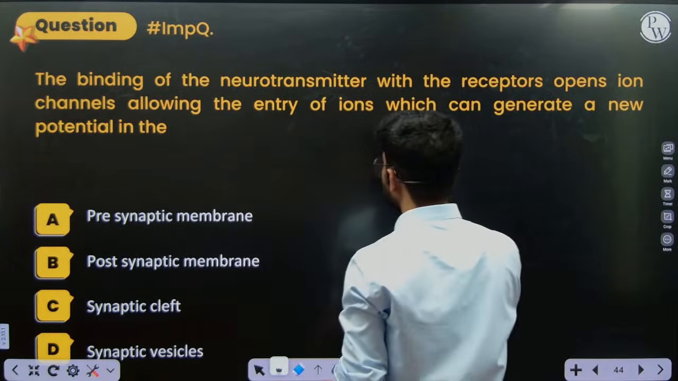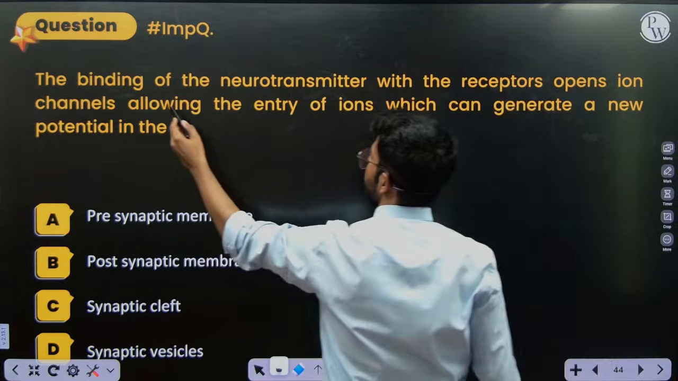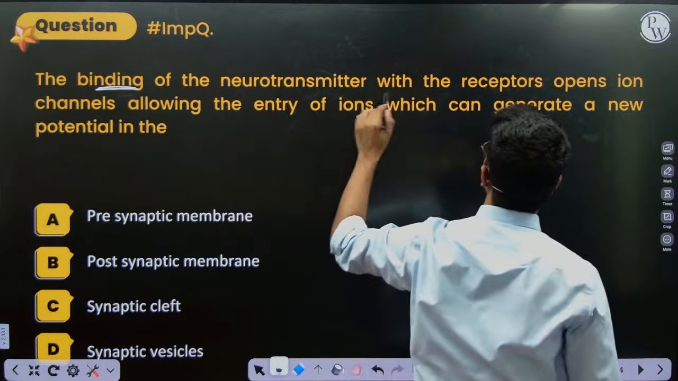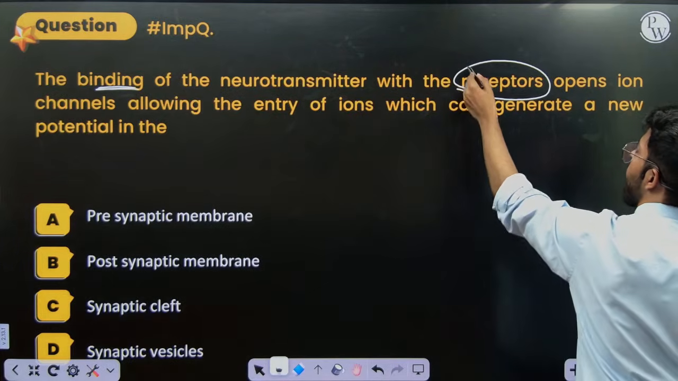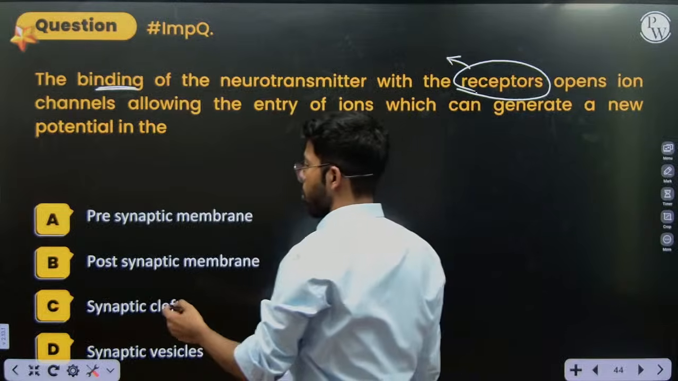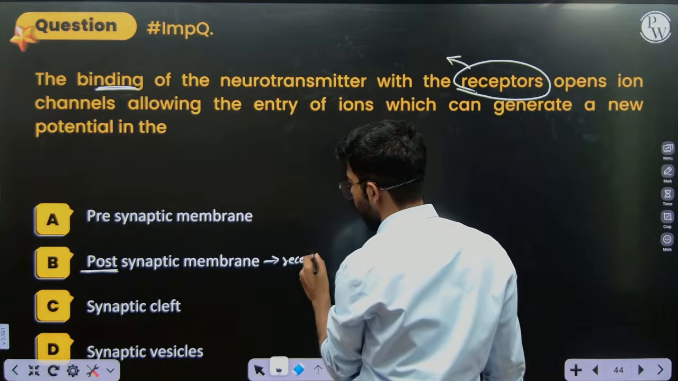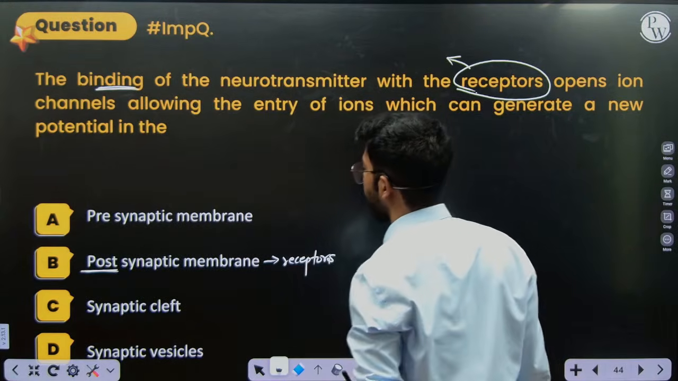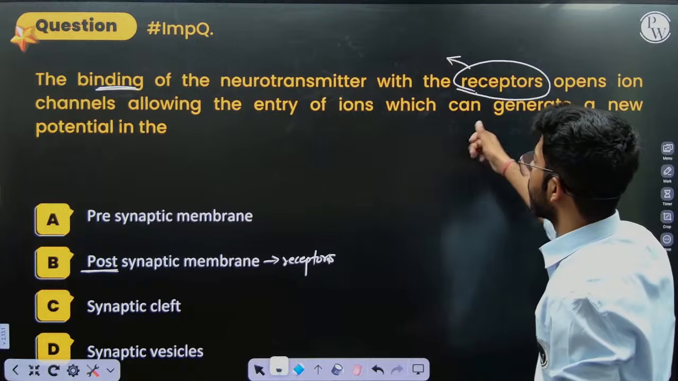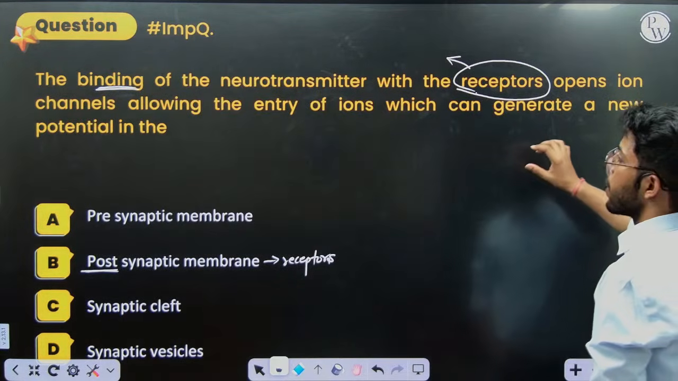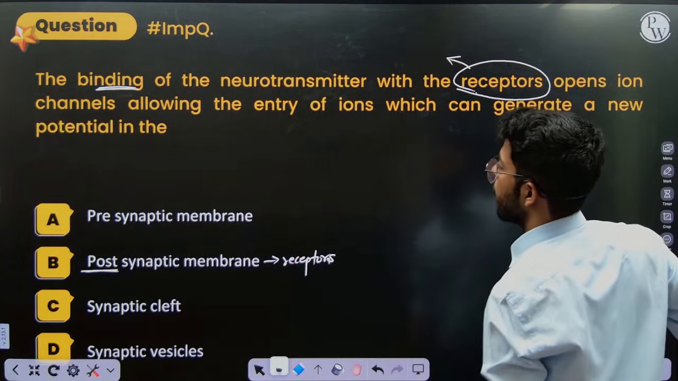Now, the question is asking about which membrane, pre or post. So, binding of neurotransmitters means receptors are present. So, it is the postsynaptic membrane. Only there are receptors present. So, the answer is postsynaptic membrane. The binding of neurotransmitter with the receptors opens ion channels, allowing the entry of ions, which can generate a new potential in the postsynaptic membrane.